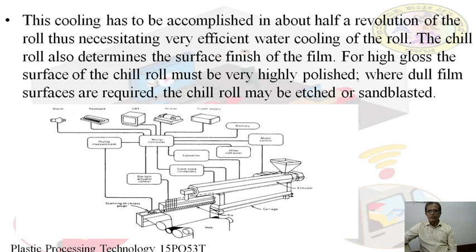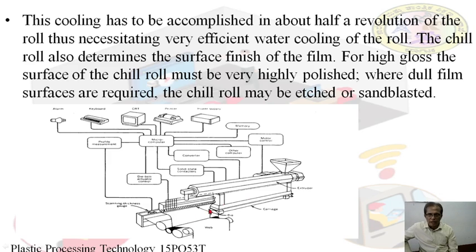This cooling has to be accomplished in about a half revolution of the roll, thus necessitating very efficient water cooling of the roll. The chill roll also determines the surface finish of the film. For high gloss, the surface of the chill roll must be very highly polished. Where dull film surfaces are required, the chill roll may be etched or sandblasted.